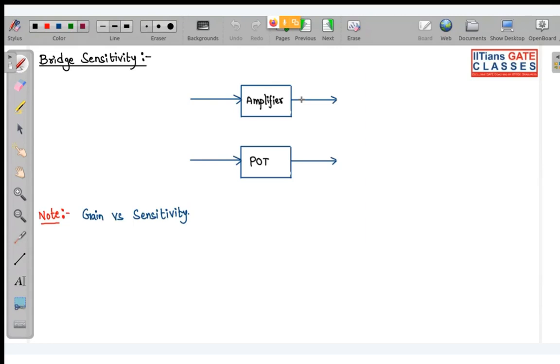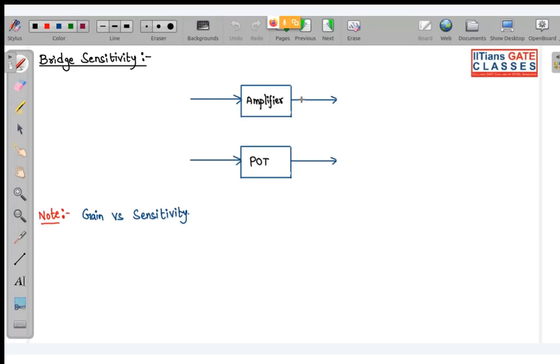Tell me quickly. We don't have that much time. So basically, what do we mean by sensitivity? It is basically the ratio of change in output for the smallest change in your instrument. It is known as sensitivity.